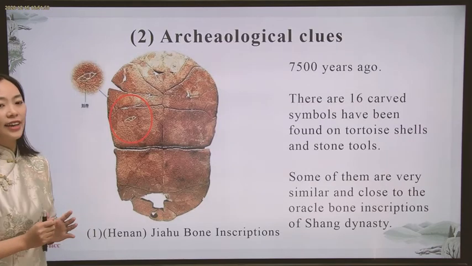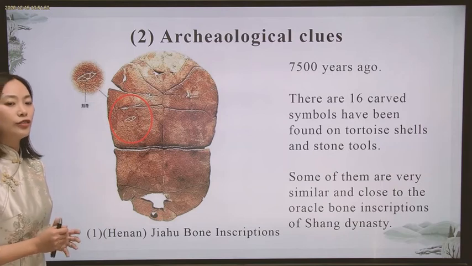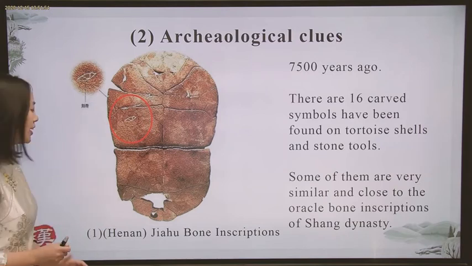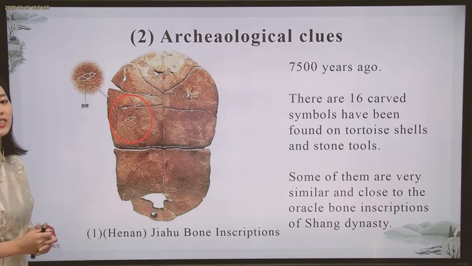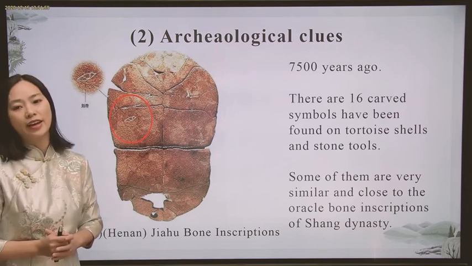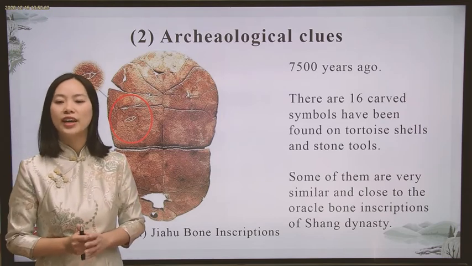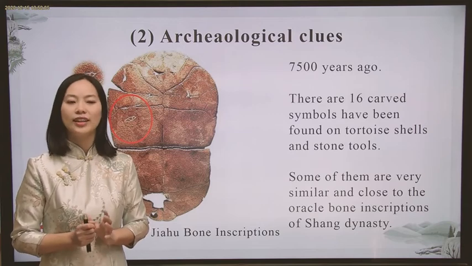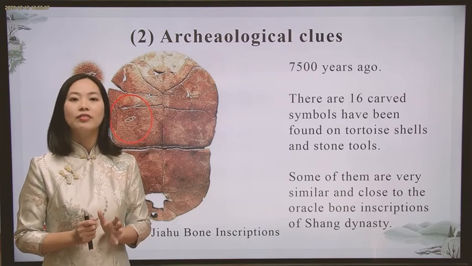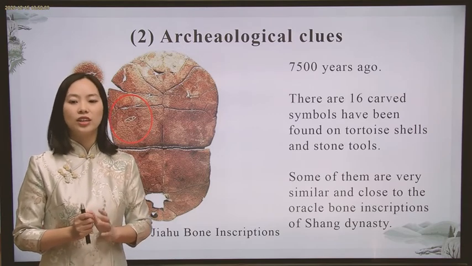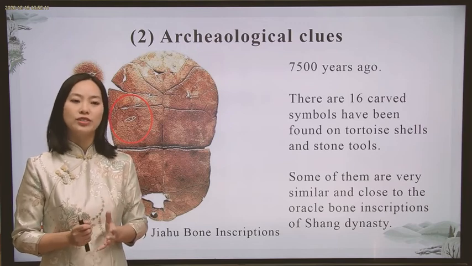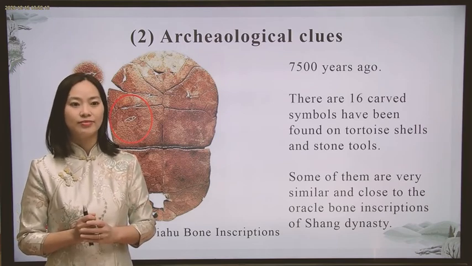This is an engraved tortoise shell found at the Jiahu site in Henan province, dating from 7,500 years ago. There are 16 carved symbols that have been found on tortoise shells and stone tools. Some of them are very similar and close to the oracle bone inscriptions of the Shang Dynasty.